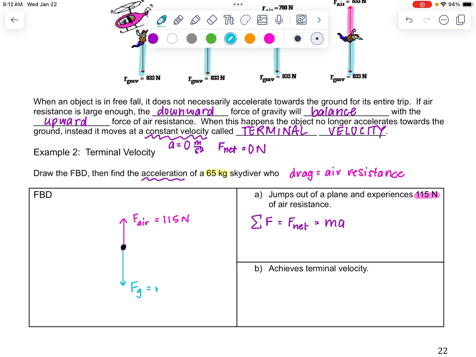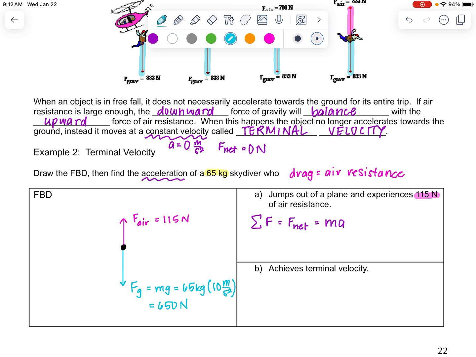I don't know what Fg is equal to, but I can figure it out. Fg is equal to M times G, which is equal to, the mass is 65 kilograms, from above. And I know G is 10 meters per second squared. There we go. This means Fg is equal to 650 newtons. I can just say that, newtons.